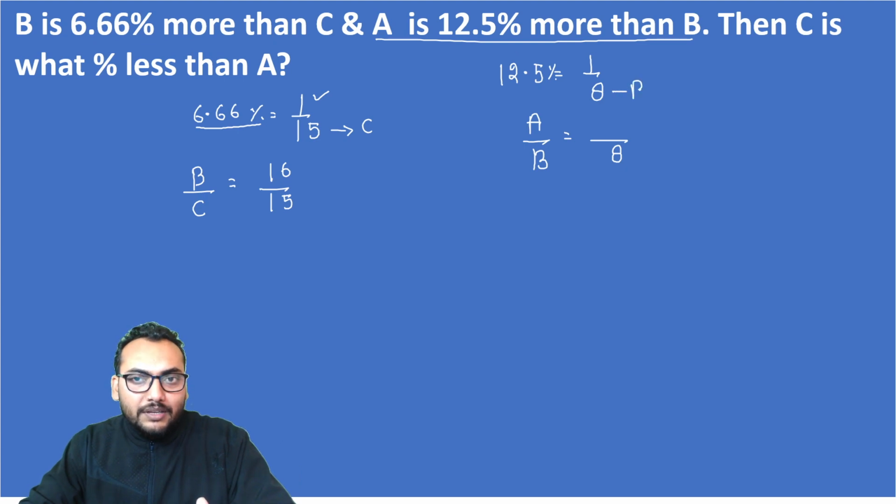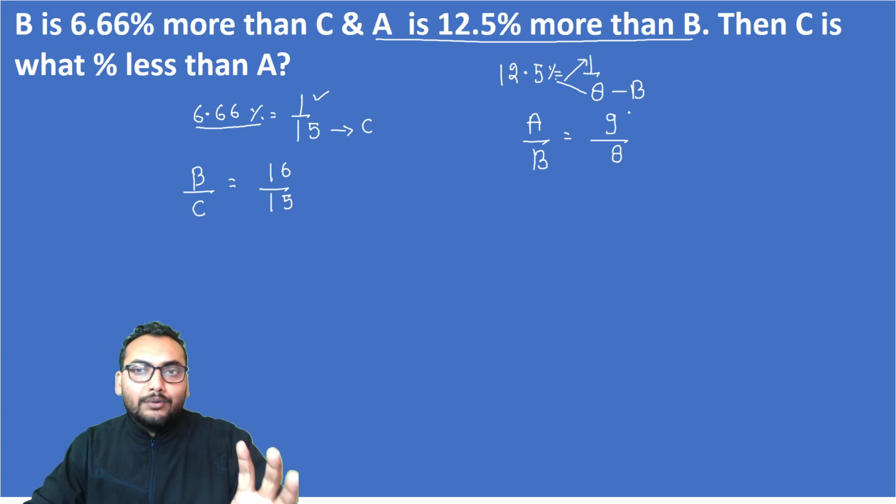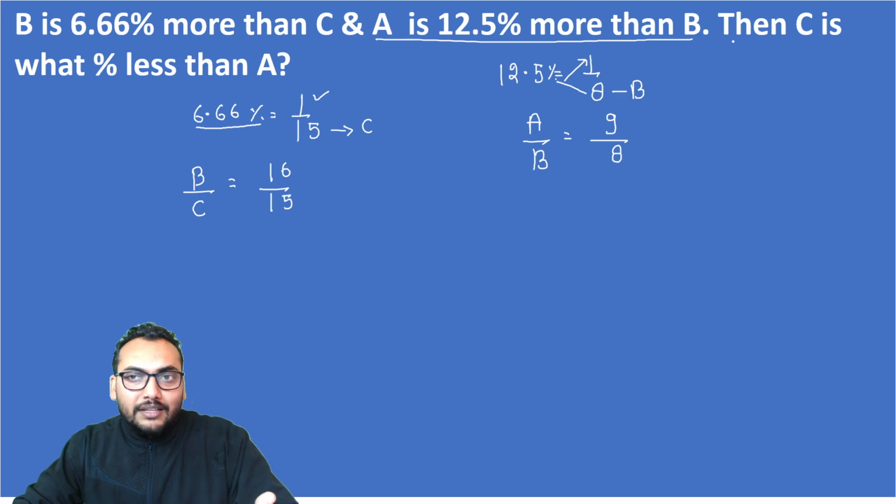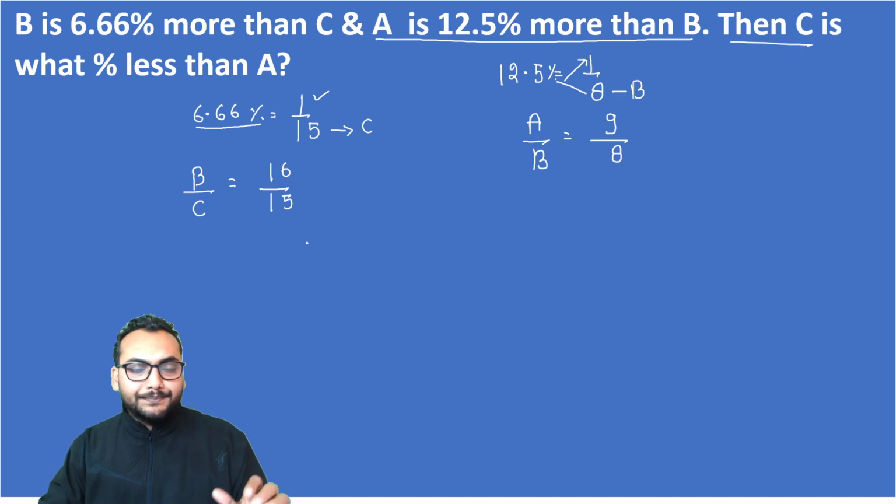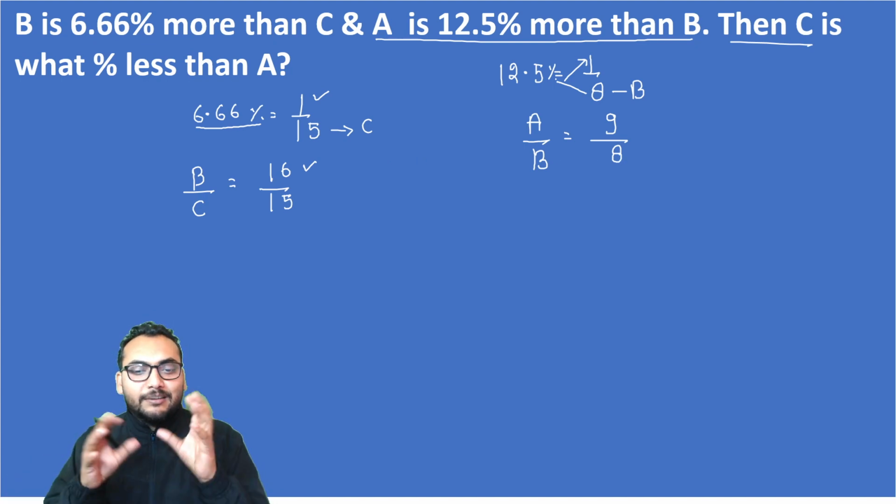So let us suppose it is B. 12.5% of B means 8 will be 1, right? So if B is 8, then A will be 1 more, that means 9. Now I need to find out that C is what percent less than A. So here we know B and C, and here we know A and B. Here B is 16 and here B is 8. So basically B is the mediator now.